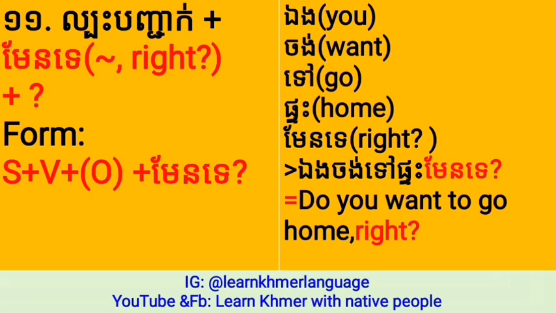Anh chọn từ té men tế. Anh, it means that you. Chọn, it means that one. Tới is go. Té is home. Men tế is similar to right. So we can say anh chọn từ té men tế.